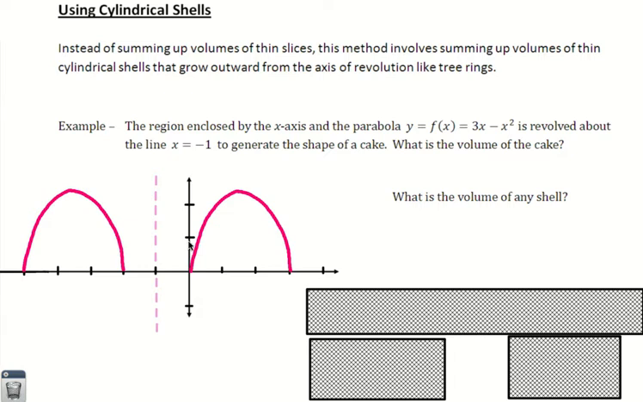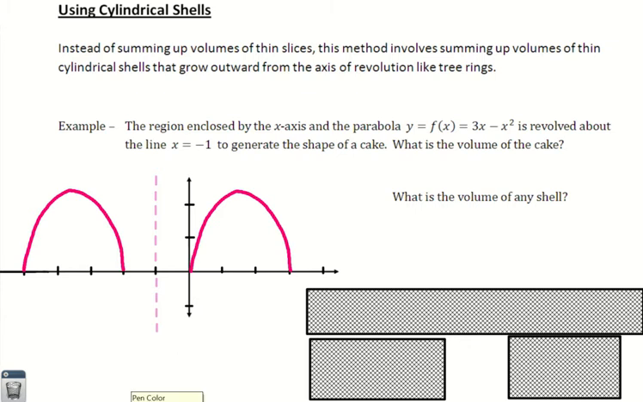Well, first of all, let's address the picture and everything. So here, I'll get to this in a second. What we're doing in the example is taking the region enclosed by the x-axis and this parabola, which is right here. This is the parabola, or at least part of it, between here and the x-axis. And so here's our region of area between the parabola and the x-axis.